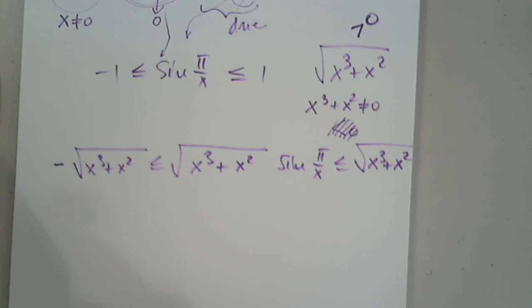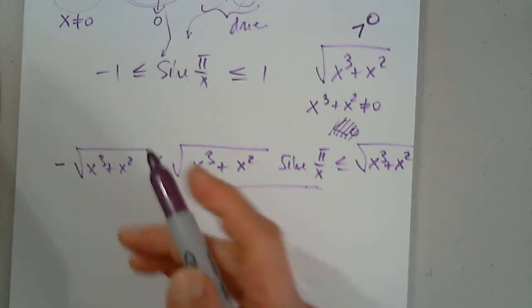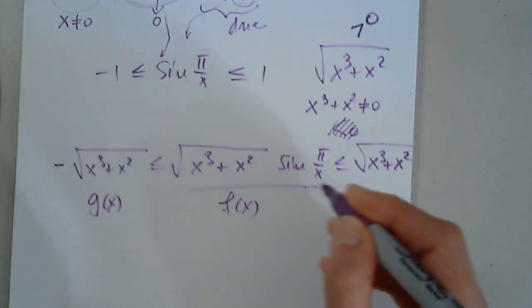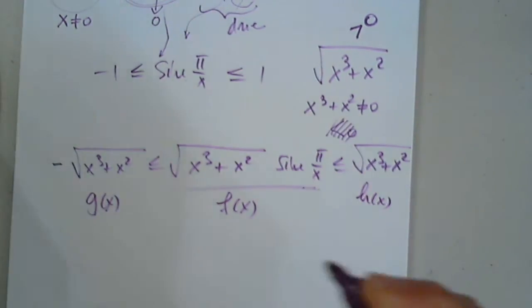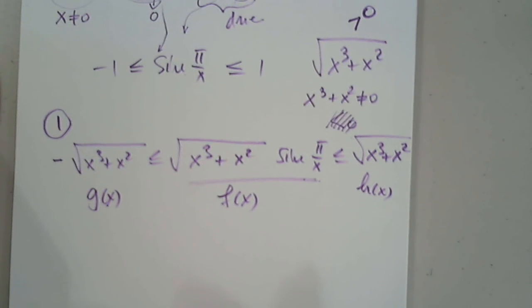So I found the functions that squeeze this. If this is f of x, let's call this one g of x, and let's call this one h of x. So this is the first hypothesis of the squeeze theorem, to show that the function is squeezed.